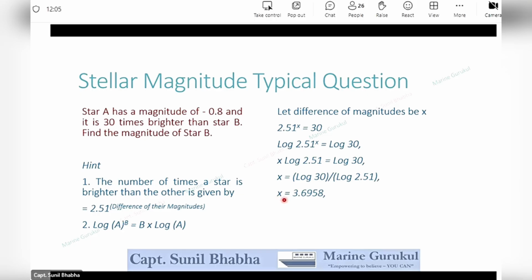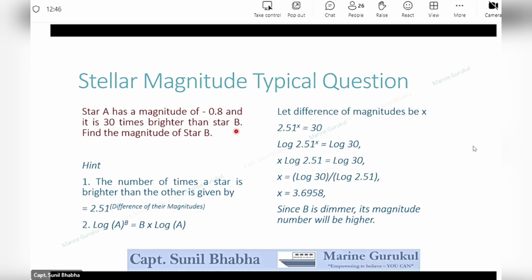So when we solve this for x, it gives us the value as 3.6958. So this x, which was assumed to be the difference of magnitude between star A and B, has been found to be 3.6958. Now it is given that the magnitude of star A is minus 0.8. The difference is 3.6958, and since star B is dimmer, it is given in the question, star A is 30 times brighter than star B.